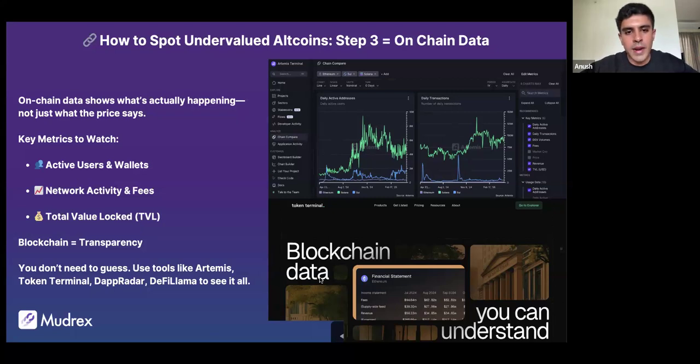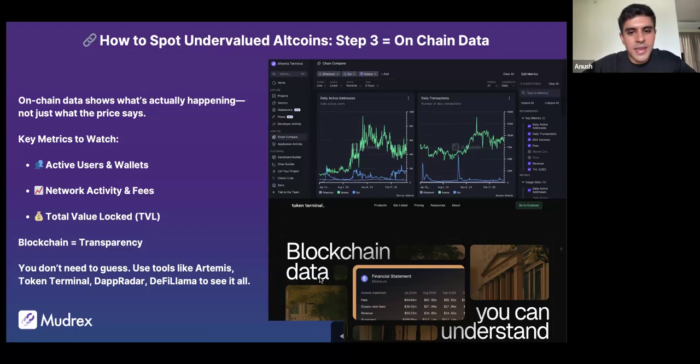For example, if a lending platform's token has dropped 40% in price, but TVL is up 50% over the same time period, that's a signal that people still believe in the project and are actively using it. Again, the discrepancy or the mismatch between usage and price is where the alpha is. Now, the beauty of blockchain is that you don't need to guess. You can see the data in real time, it's all public.